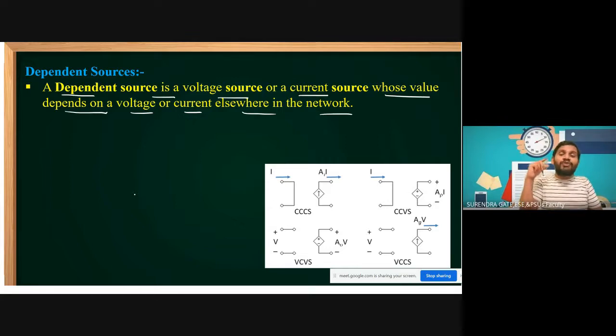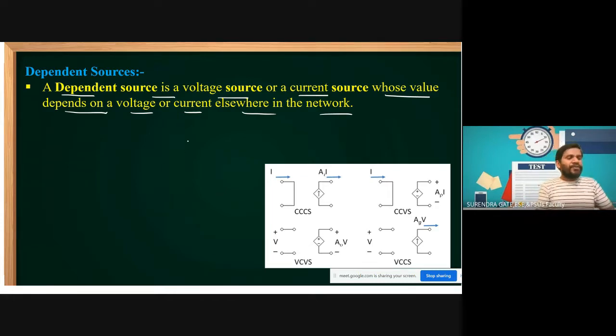The value of that source depends on a voltage or current variable in the circuit, at a particular point. For example, there are voltage controlled sources and current controlled sources. The value of that source is decided by the controlling element, which may be at any place in the network. You will see this while solving problems.